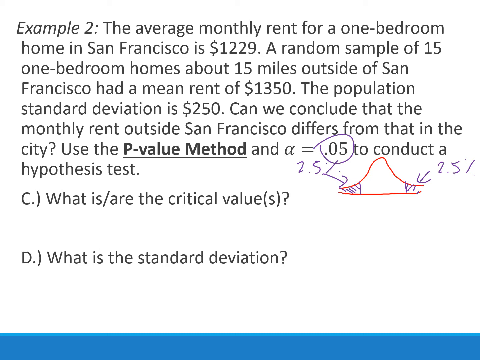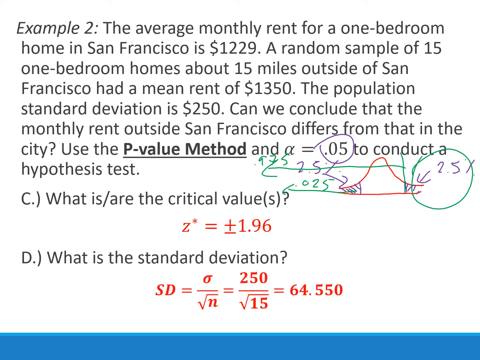So when we look this up in the table, we can pick one. It doesn't matter which one. I'm going to pick the positive one. Okay, we move to the left of that, and we would look up 0.975. If we pick the negative one, we're just going to move to the left of this one, 0.025. When we look up either of these, we're going to get two numbers since there's a positive and a negative, positive and negative 1.96. Standard deviation, again, we're doing sigma over radical n. We know the standard deviation of the population.